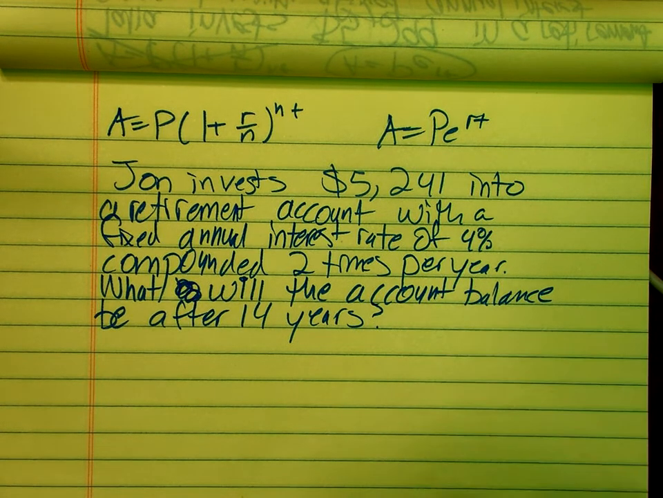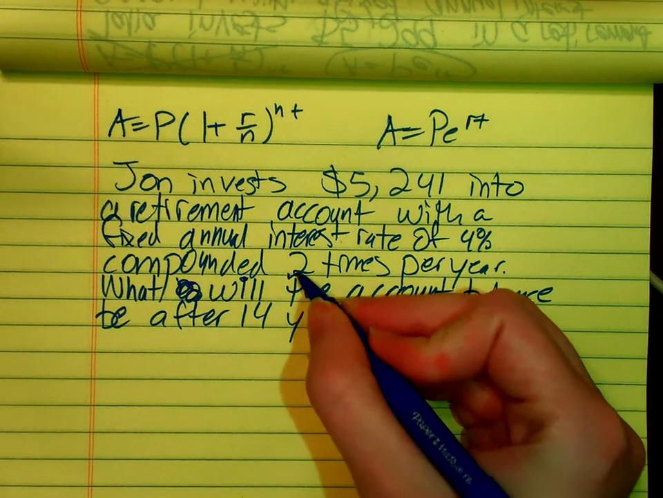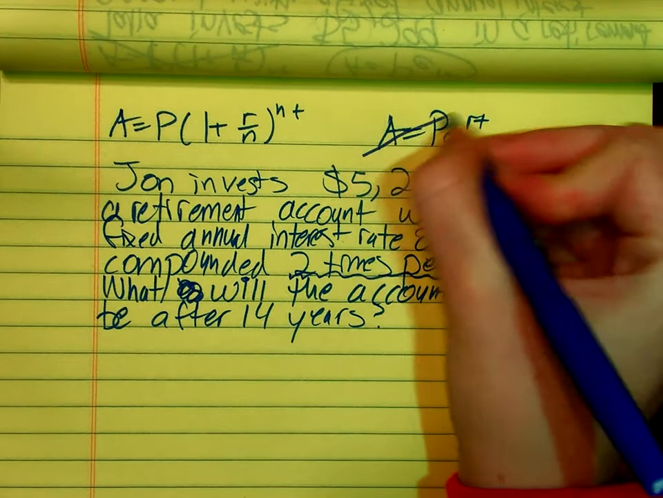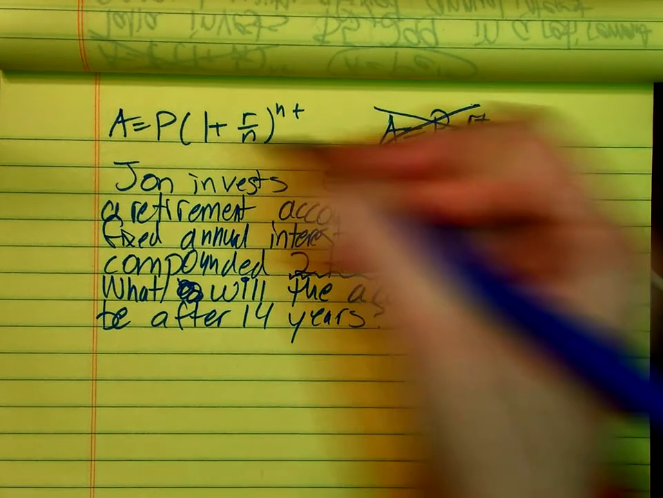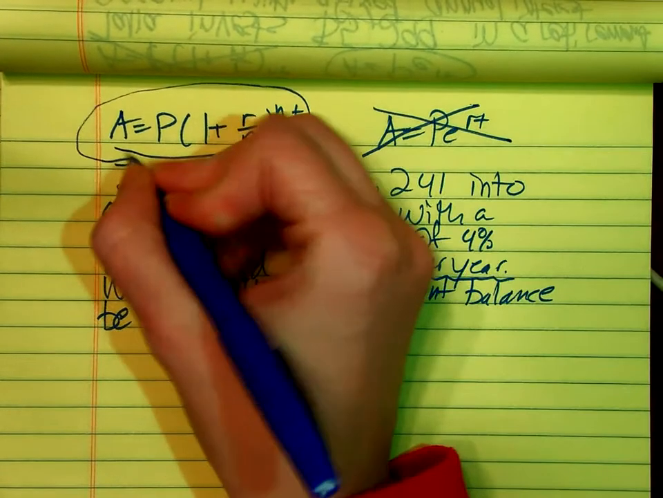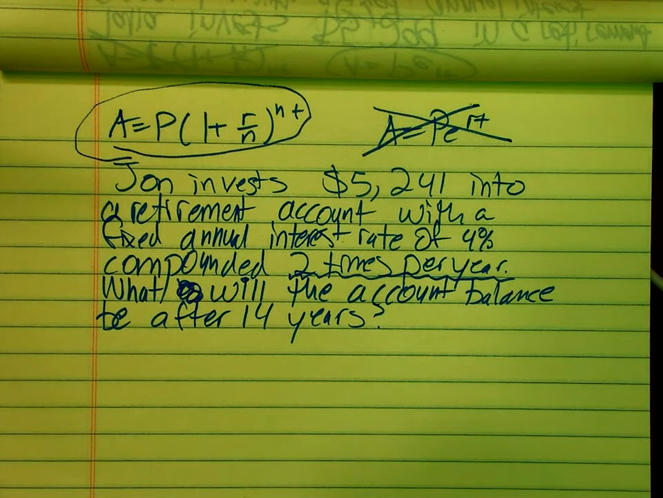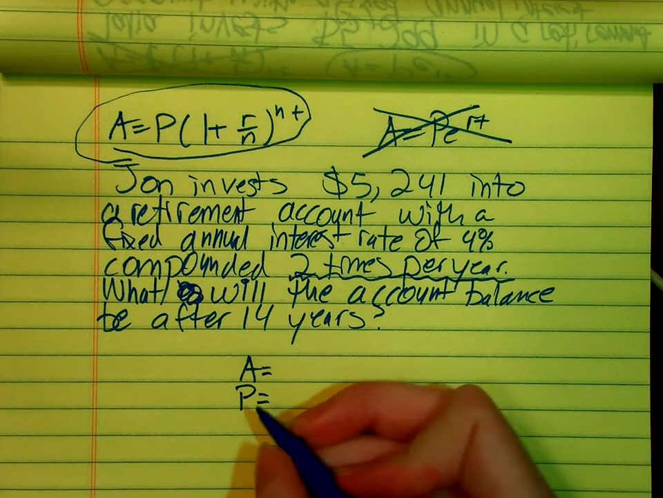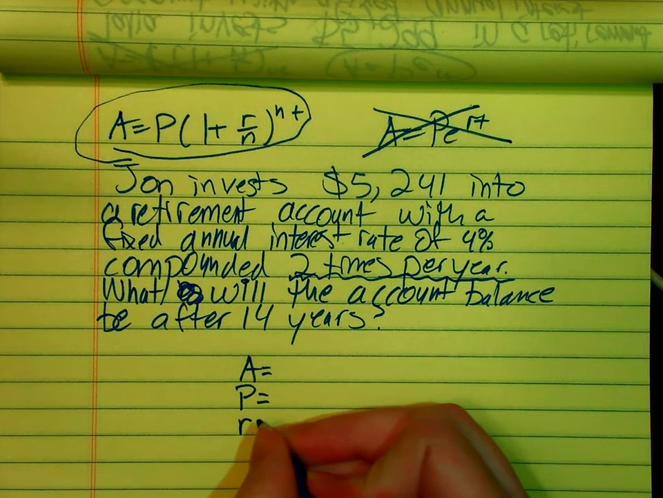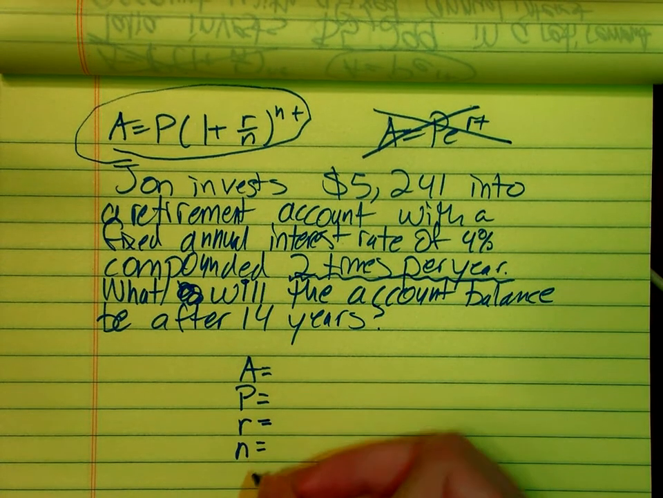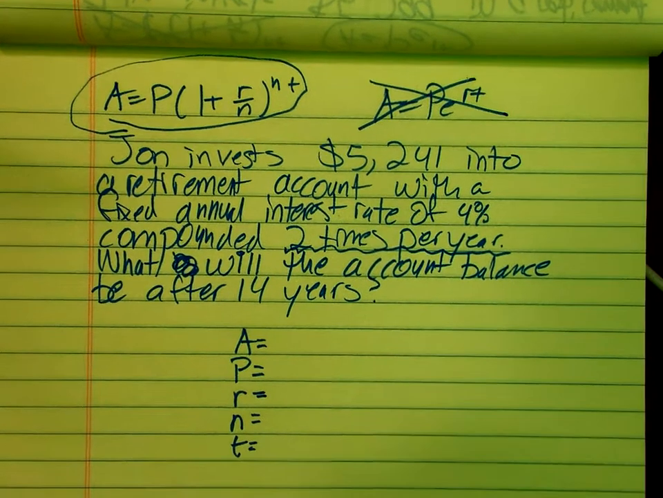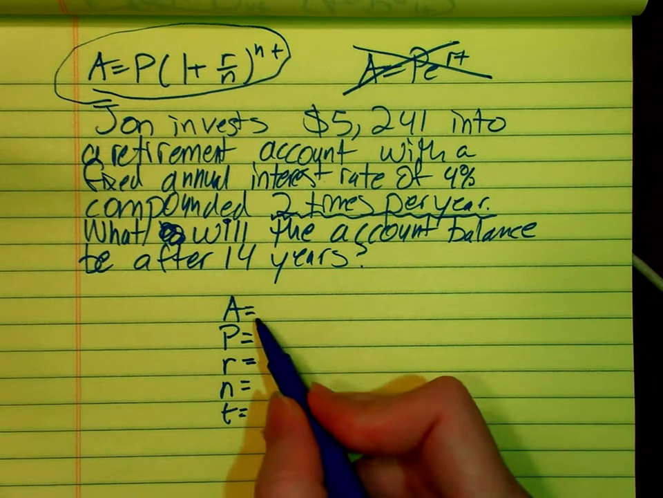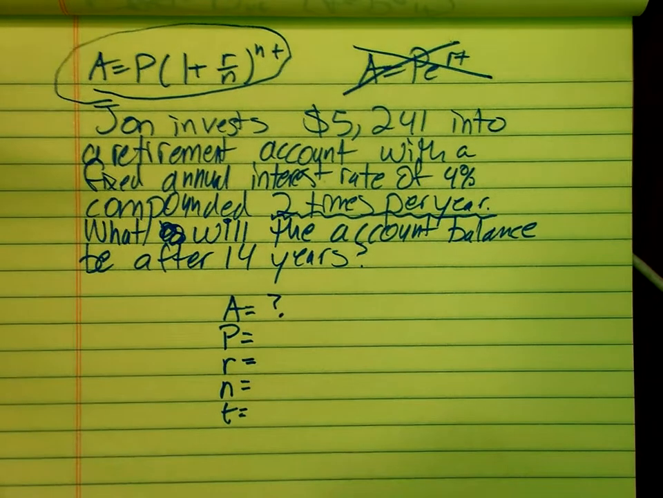So, just like I said before, the fact they tell you very explicitly 2 times per year tells you it's not compounded continuously, but it's compounded a certain number of times per year. Now we define our variables. Like I said, defining your variables like this is a required step on your homework. You must do it. Alright. Do we know my ending amount? No, we do not. So go ahead and put a question mark there.